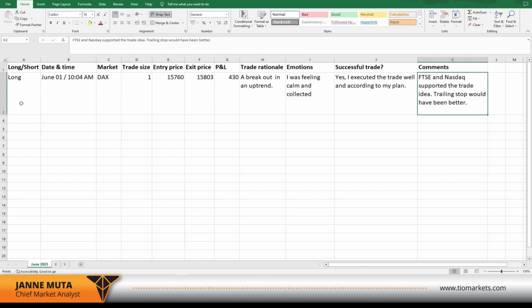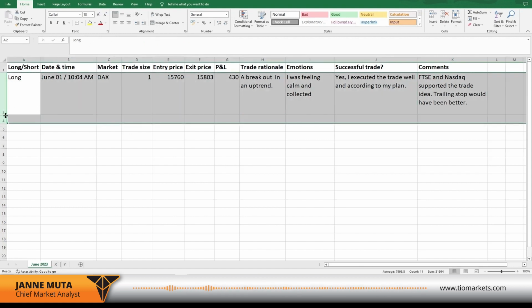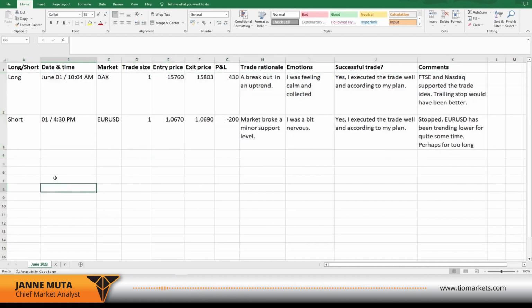So let's take a look at another example here. I have one more example and then we move on. And here we choose unhide. So this time it's Euro USD, but again we write down whether it's a long or short, trade size, entry and exit prices, the P&L, and the reason for the trade. And what was your emotional state at the time? Here, even though the trade was unsuccessful in terms of P&L, it was a successful trade because it was executed according to the trading plan.